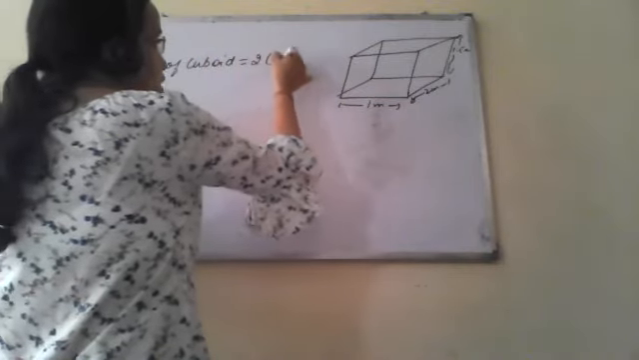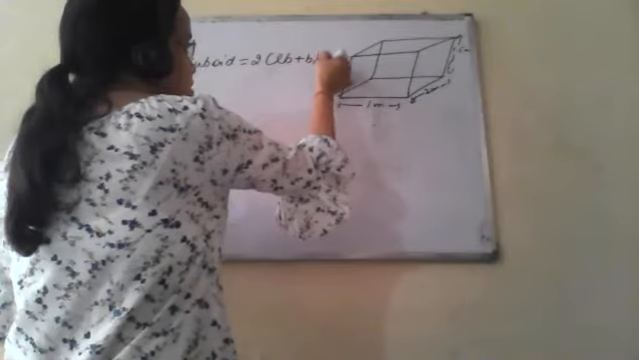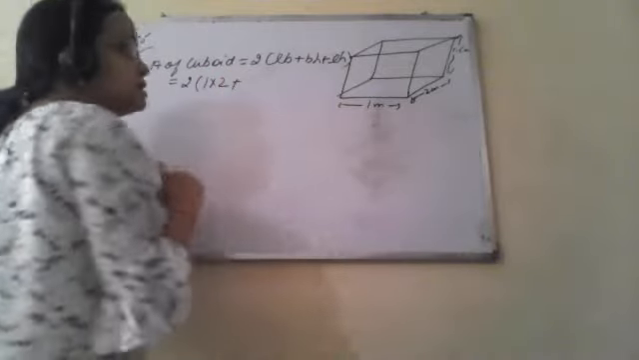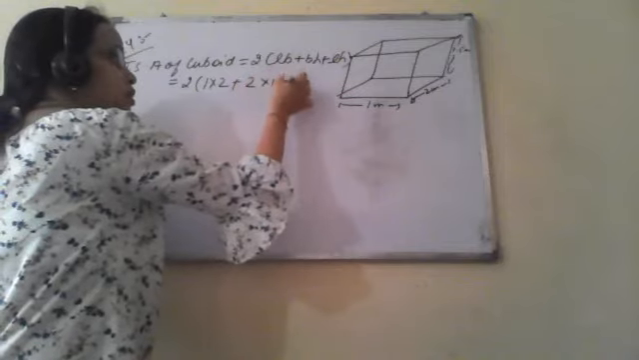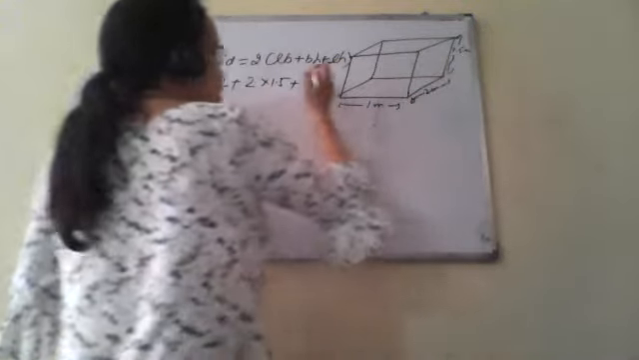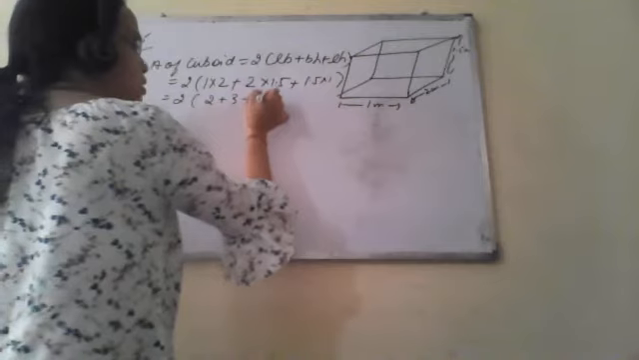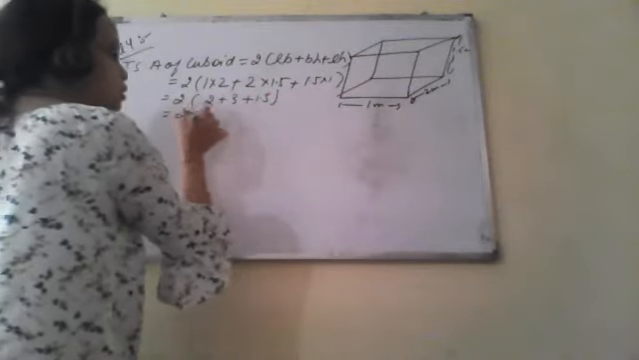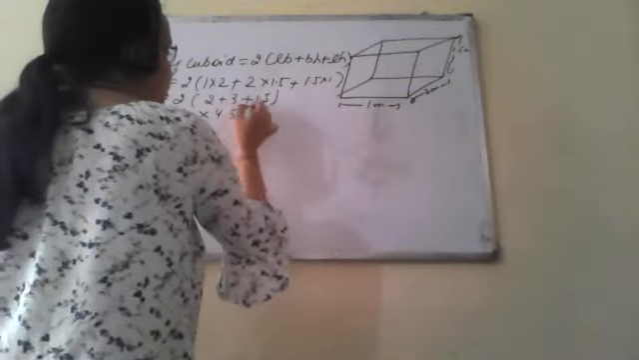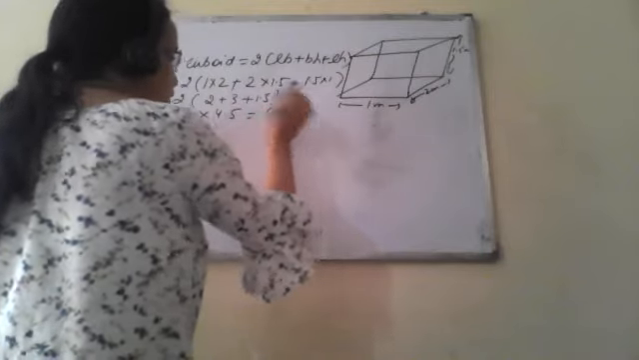So it is 2 into LB plus BH plus LH. So put the values: 2 into L into B, this is 1 into 2, plus B into H, 2 into 1.5, plus H into L, that is 1.5 into 1. So this is 2 into 2 plus 3 plus 1.5. So this is 2 into 4.5, and it comes out to 9 meter square.